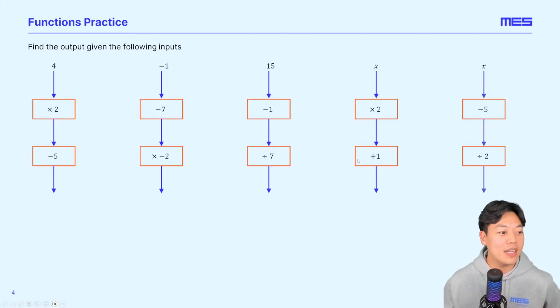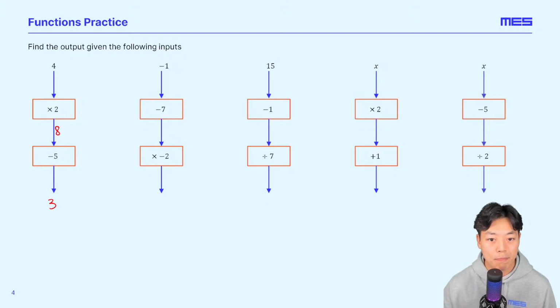All right, so let's take a look at some more practice problems. Find the output given the following inputs. Let's take this step by step. If we have this 4 as our input, the very first thing we'll be doing to this is multiplying by a 2. 4 times 2 gives us an 8. And after that, we'll be subtracting the 5. So 8 minus 5 gives us a 3. Still very, very straightforward. We're taking it step by step.